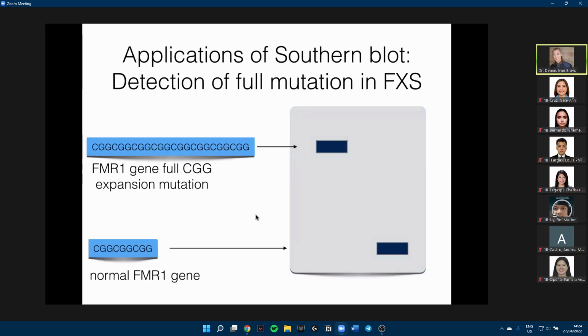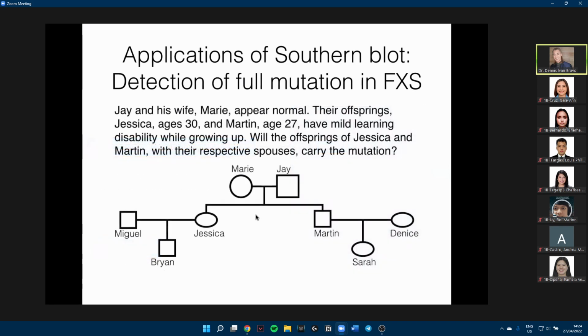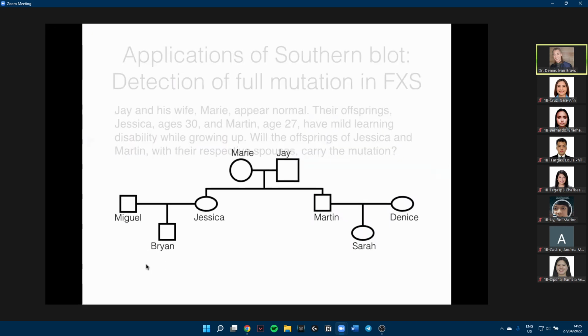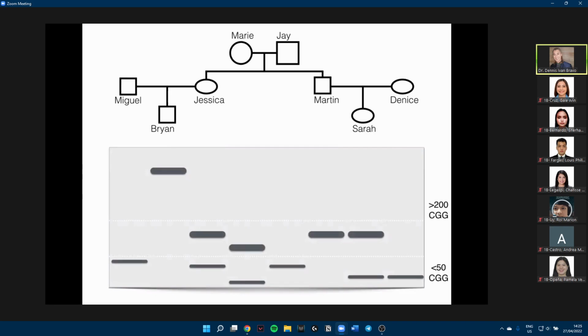Okay, let's have here a hypothetical case. Si Jay na naman. Jay and Mary appear to be normal, but Mary has a family history of Fragile X from another side of the family. So they're scared that it could also run in their family. They do have two children, Martin and Jessica, now married, but they do have mild learning disability. And what about the grandchildren? They could have Fragile X. So you ordered everyone to undergo Southern blot, and this is the result, right?